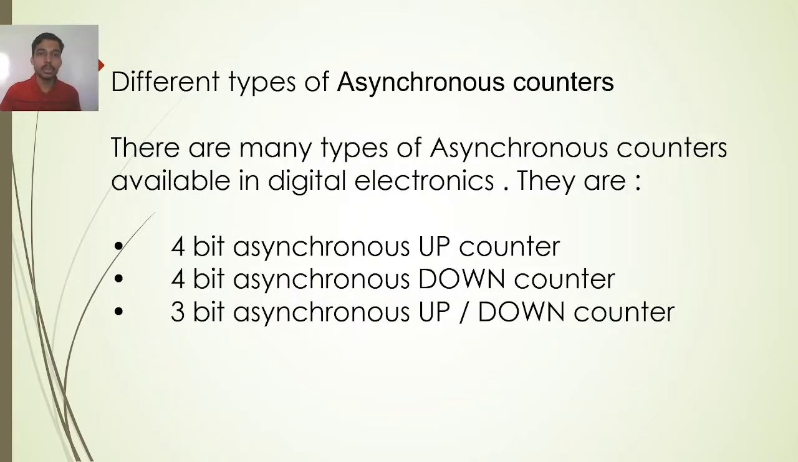Now, different types of asynchronous counters. There are many types of asynchronous counters available in digital electronics. They are the 4-bit asynchronous up counter, 4-bit asynchronous down counter, and 3-bit asynchronous up and down counter.